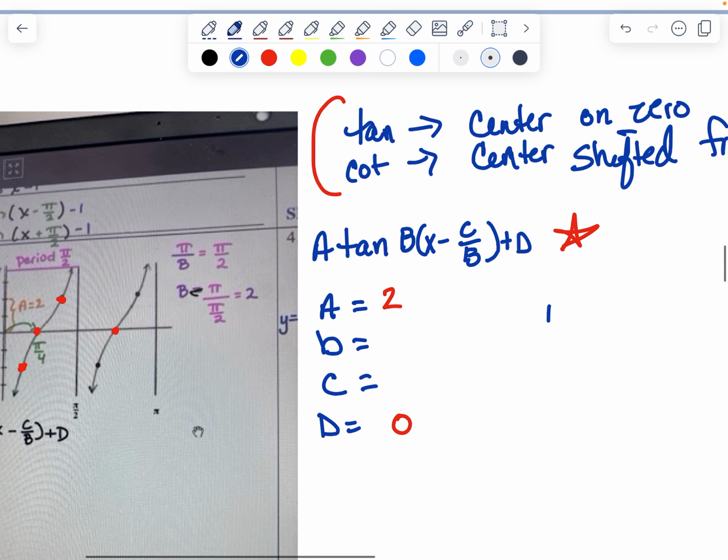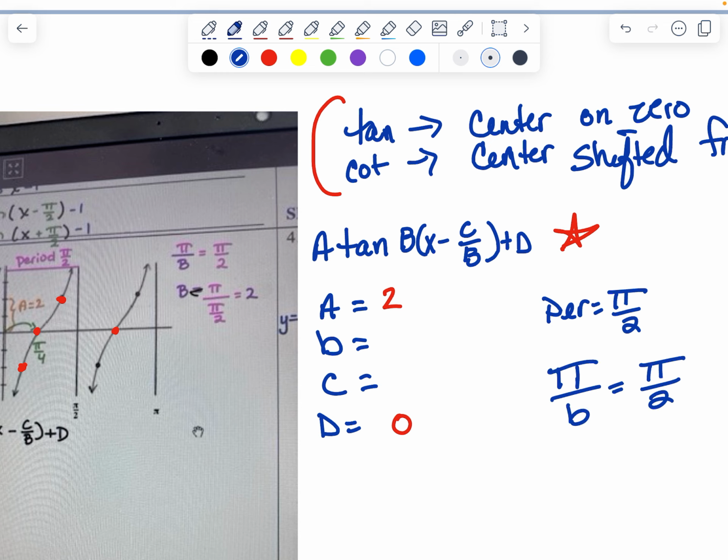Wait, let me write that over here. Equals pi over 2. And we know that tangent periods are normally pi. So pi over b equals the period, which is pi over 2. B is 2. Whereas in the cosine and sine ones, we did 2 pi over b equals the period. It's pi over b. So b is 2.